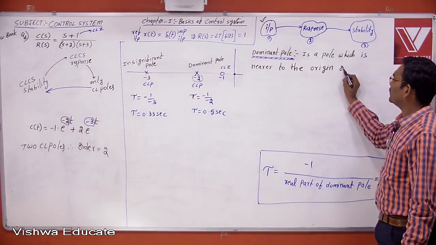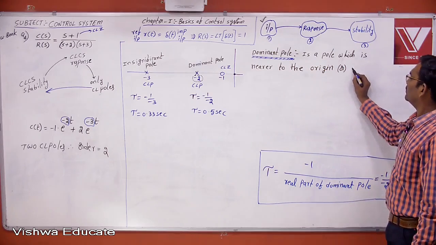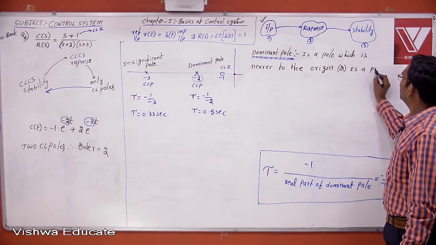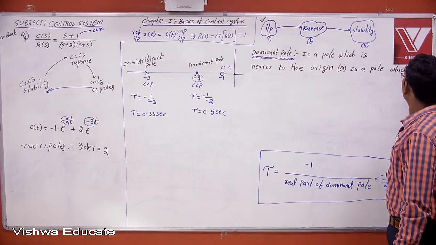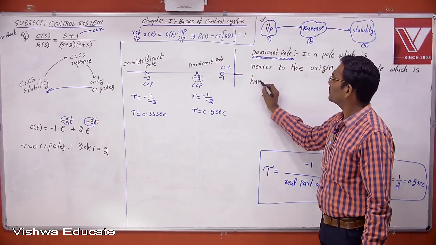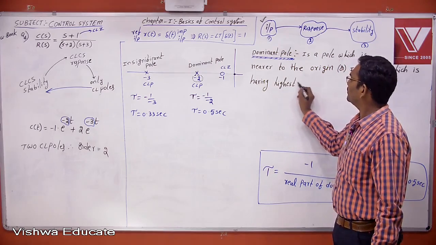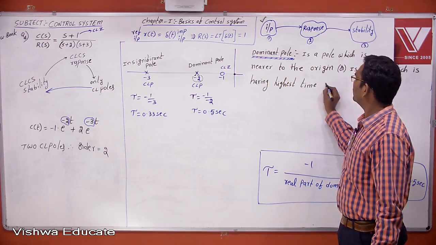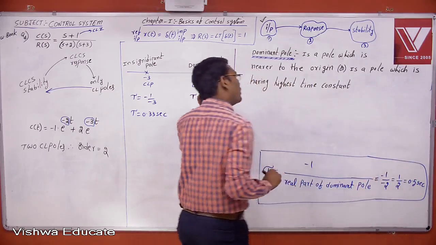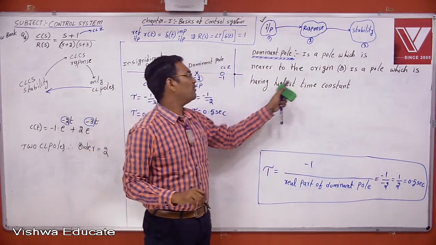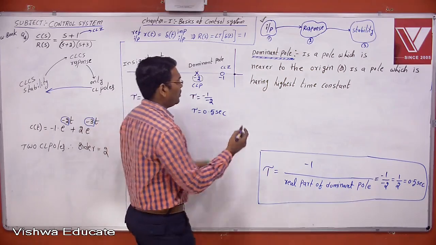Or you can say another definition: dominant pole is a pole which is nearer to the origin or imaginary axis, or is a pole which is having highest time constant. Now in the same manner, what is the insignificant pole?